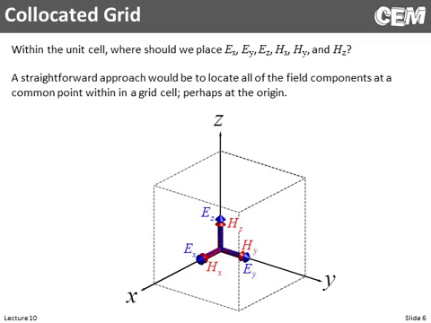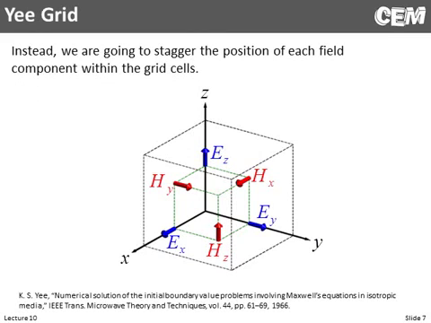So the most intuitive thing to do is to place all of the field components at a single point within each cell. So here, for example, we're locating EX, EY, EZ, HX, HY, HZ at the origin of the cell. Maybe we'd want to put it in the middle of the cell. It doesn't much matter, but this is probably the most intuitive. We were just to try this without thinking much about it, and this is called a co-located grid. And we are not going to use a co-located grid. Instead, we are going to stagger our field components throughout the unit cell.